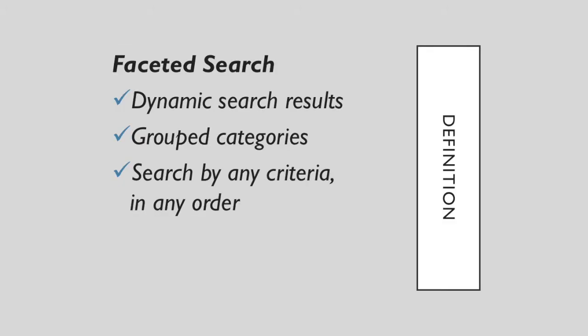First, let's begin with a definition. Faceted search is a search tool that adapts to you. You get dynamic results grouped into categories that change as you search. With faceted search, you can start broad and search by any criteria in any order.